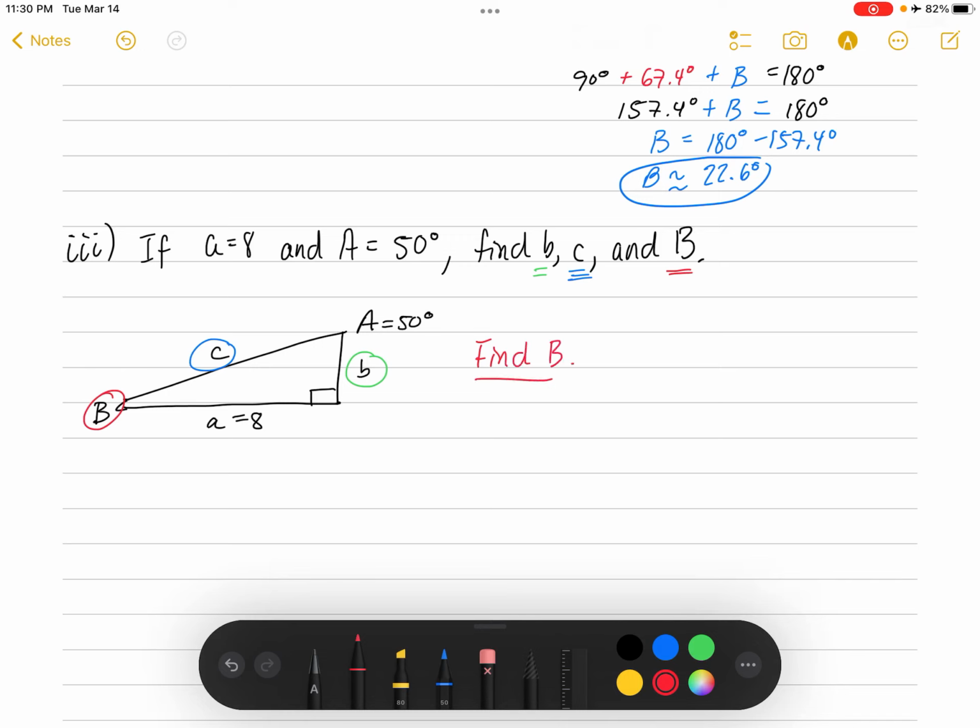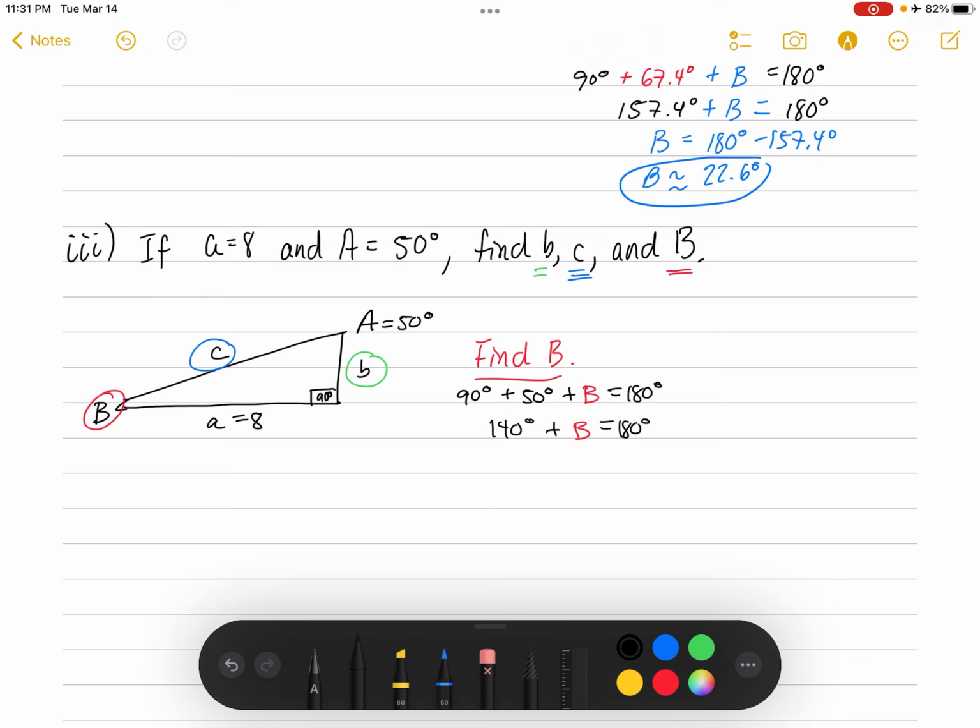You can just use the fact that the angles all have to add up to 180. So you got two of the angles, right? One is 90 here, one is 50, and add that to B, and they all add up to 180. So 90 degrees plus A, 50 degrees, plus B, that's the unknown. So 90 plus 50 is 140. So 140 plus B is going to be equal to 180.